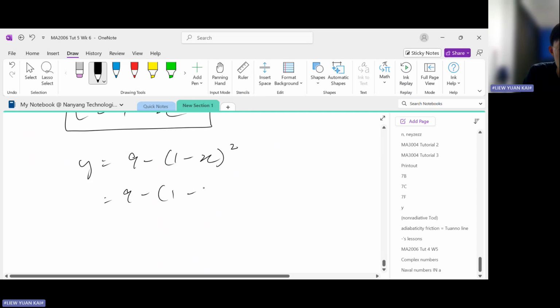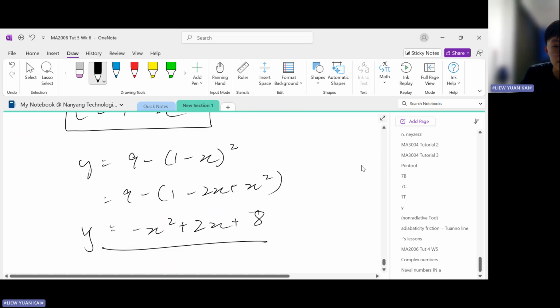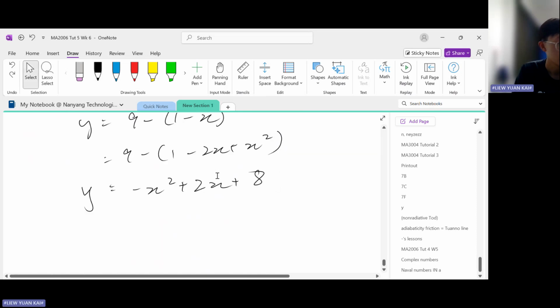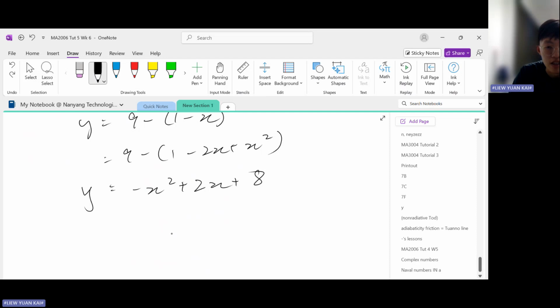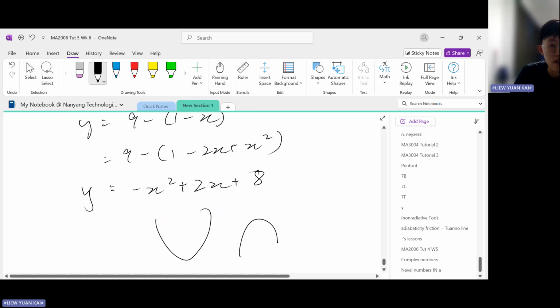a squared minus 2ab plus b squared. And then you simplify this, right? You should get minus x squared plus 2x plus 8. So this is a quadratic curve. In a quadratic curve, you need to decide the shape, whether it's concave up or concave down. Meaning, is it a smiley face or a sad face.